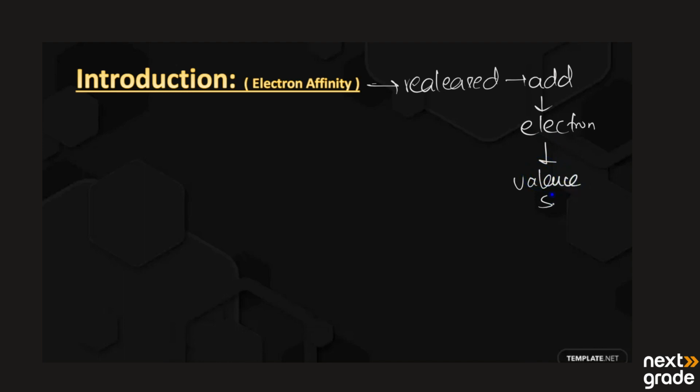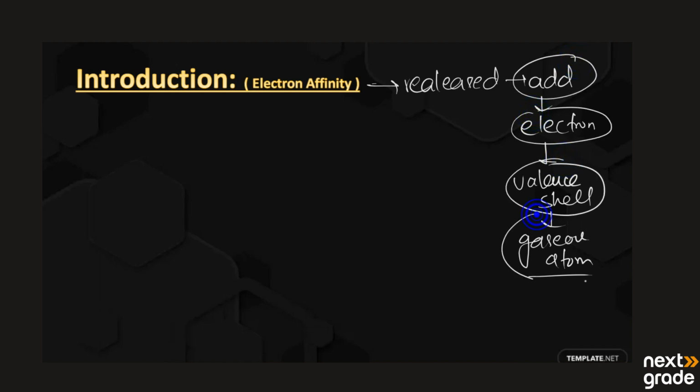valence shell of an isolated gaseous atom. The atom is in the gaseous form, and we need to add an electron in the valence shell of the gaseous atom. As a result of this, energy will be released. This released energy is known as electron affinity. Affinity means to attract. So how much the atom has affinity for the added electron, this released energy is the measure of that process.